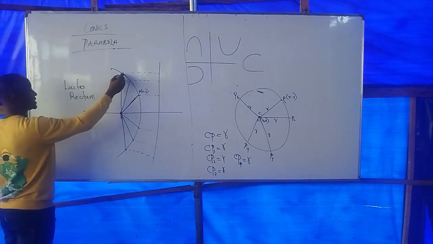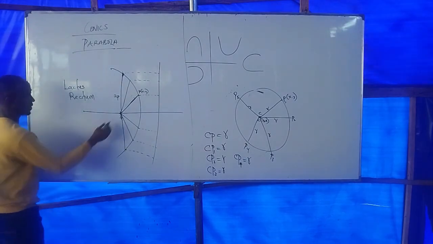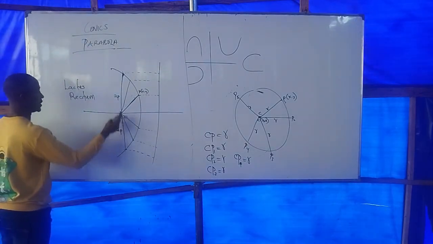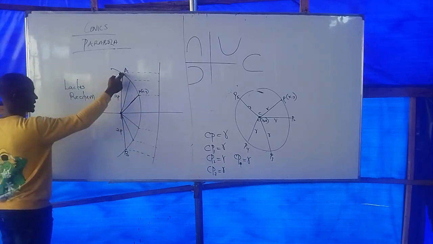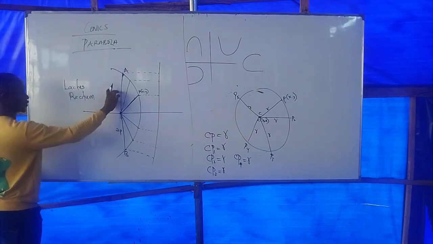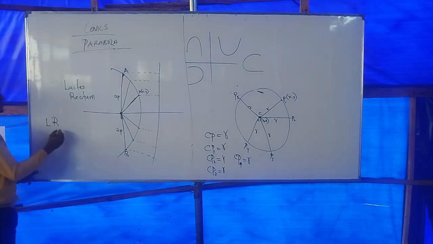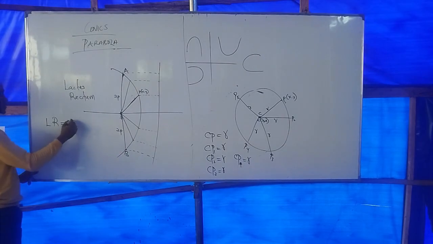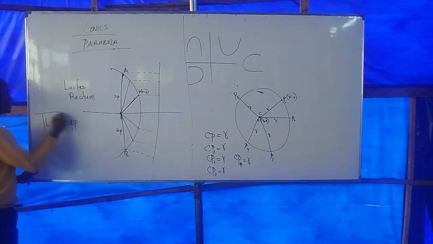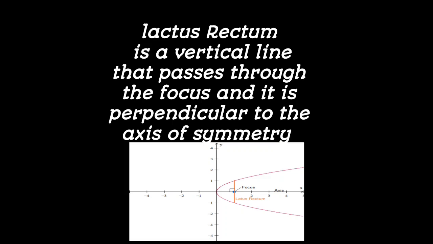From this point here down to this point is called 2p, while from here is also 2p. So if here is A and here is B, from point A to point B will be 4p, because 2p plus 2p is 4p. That means our latus rectum, which is a straight line through the focus, is equal to 4p. Now please be taking note of these terms.